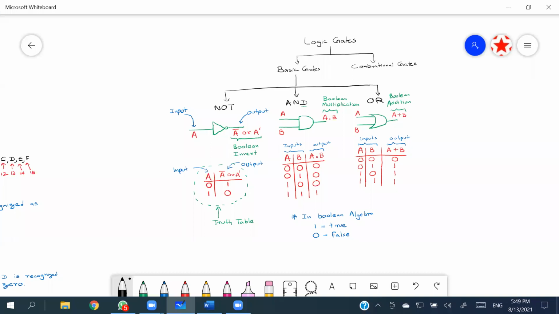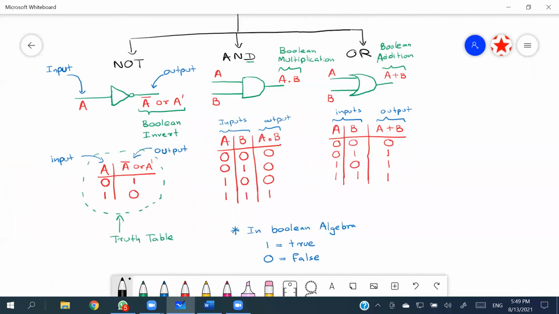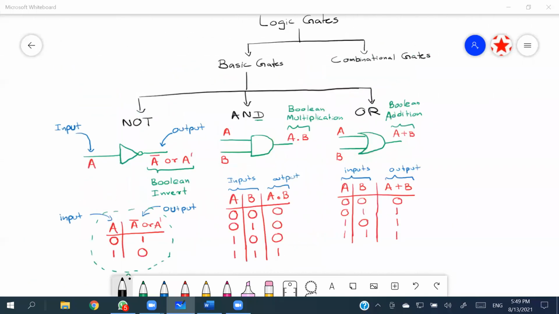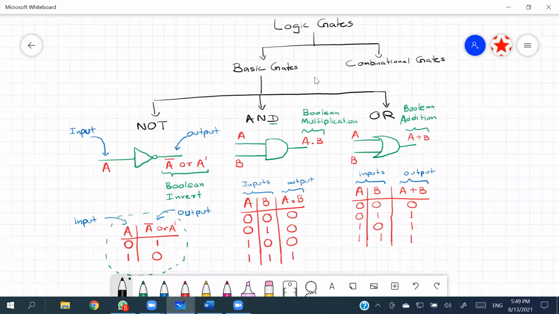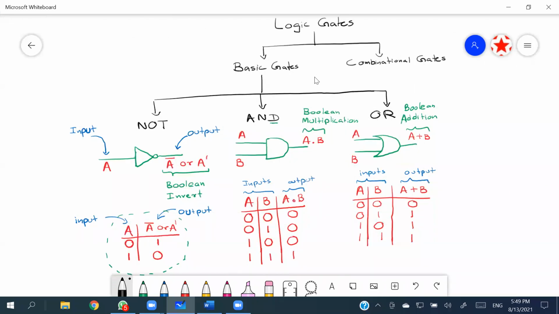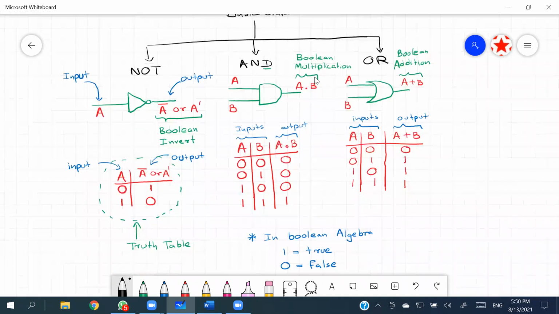Right. So basically, these are the things that we were talking about last week. We get to know there are two types of logic gates: the basic gates and, on the other hand, the combinational gates. The basic gates divide into three parts, which are NOT, AND, and OR, and we talked about the operations of those and how we can illustrate those operations using a truth table.